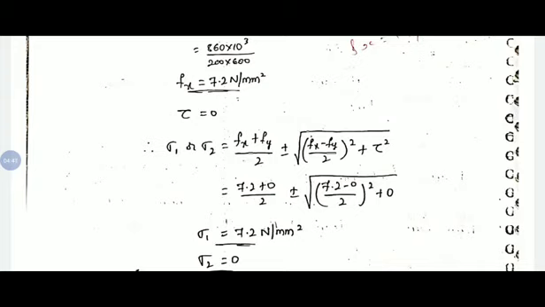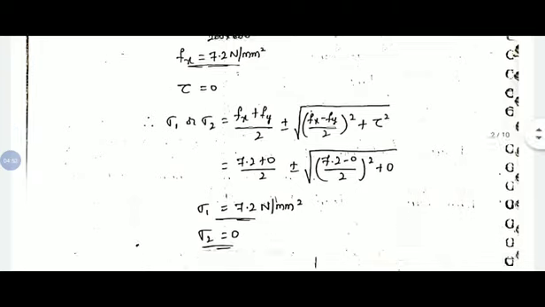So only we remain with Fx 7.2. On simplifying, we will get sigma 1 as 7.2 Newton per mm square and sigma 2 as 0.